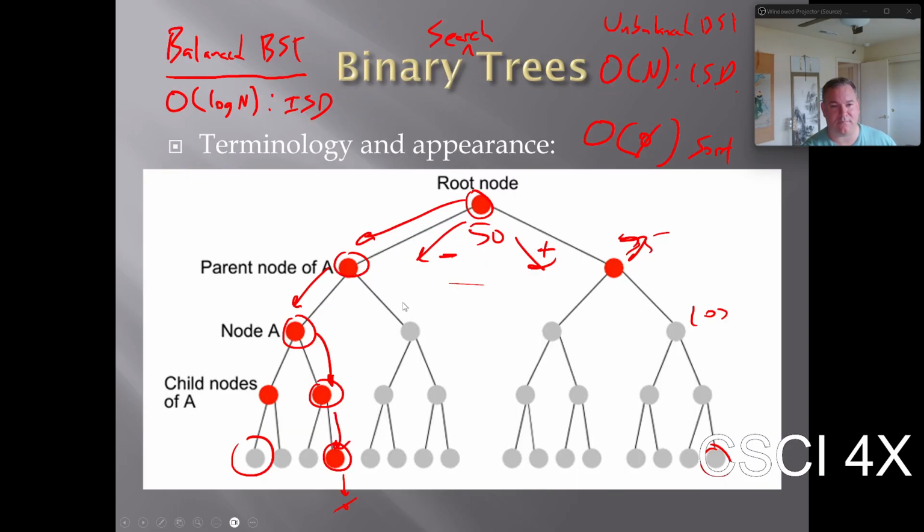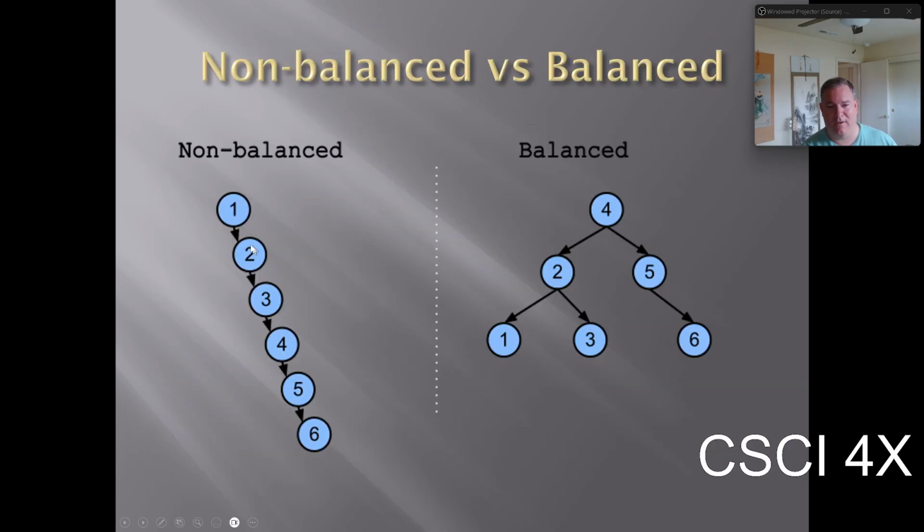Okay. So remember, if you have an unbalanced BST, it's order n to insert, search, or delete. You guys see why? If you insert 10, you have to go to the right, go to the right, go to the right, go to the right, go to the right. So you're literally going through every element in the tree to insert it, or to search it, or to delete it. Okay.